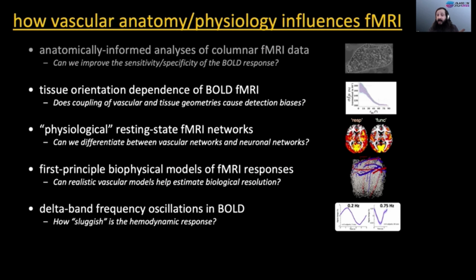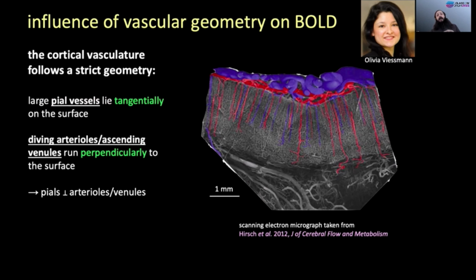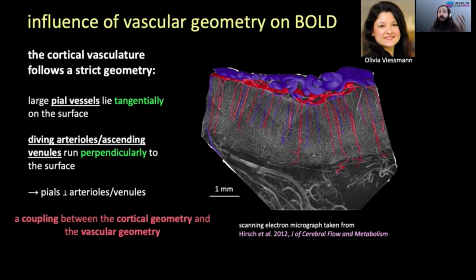Okay, so now I'd like to shift gears and consider other ways in which the vascular anatomy affects our fMRI signals, and in this case, the orientation dependence of BOLD fMRI. Now, this next section is work by Olivia Viessmann when she was in my lab. So as our voxels get smaller, we have to be mindful of the influence of vascular geometry on BOLD. As I mentioned before, the cortical vasculature follows a strict geometry, and the large pial vessels lie tangentially on the surface, and the diving arterioles and ascending venules run perpendicularly to the surface. So this means that there's a coupling between the cortical geometry and the vascular geometry.